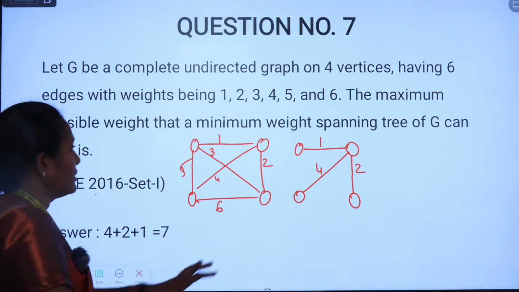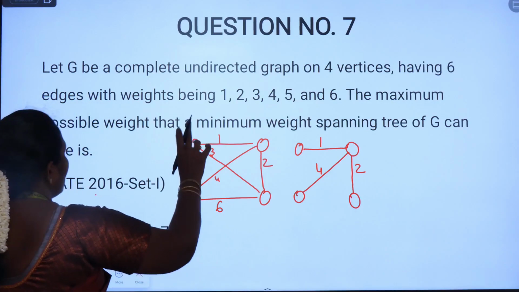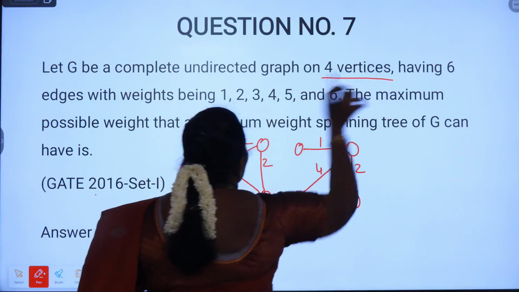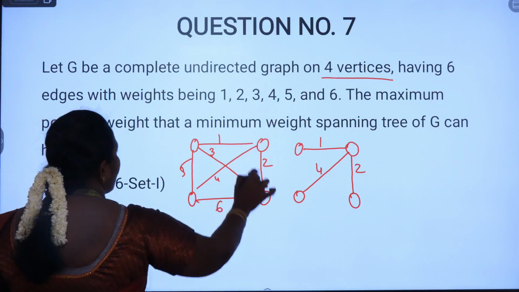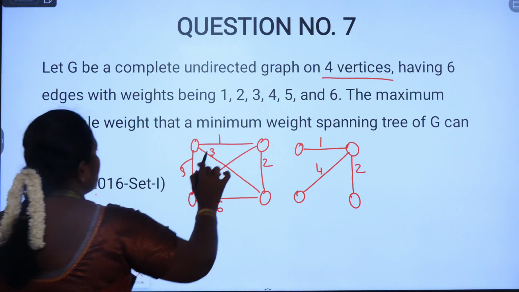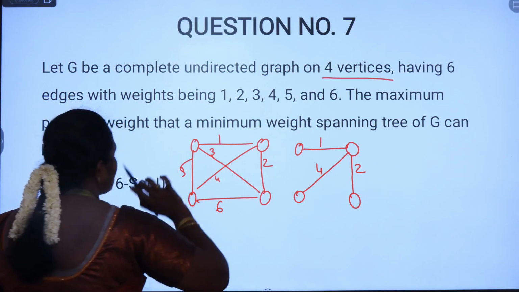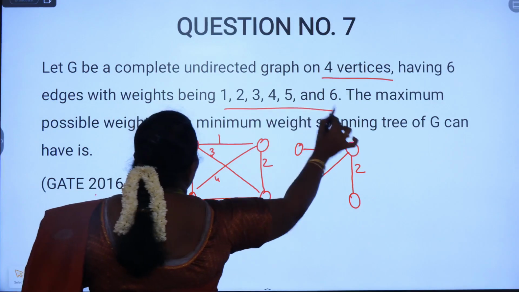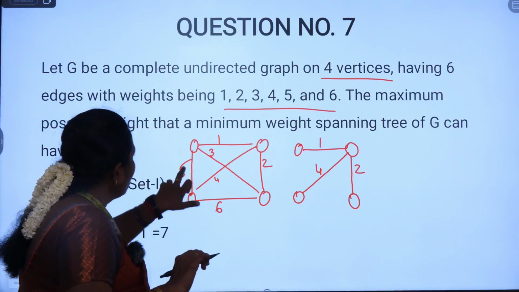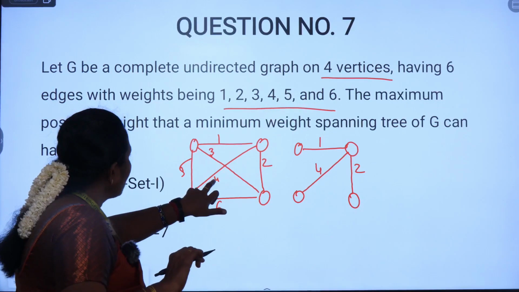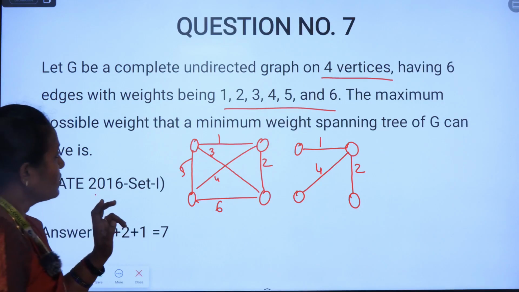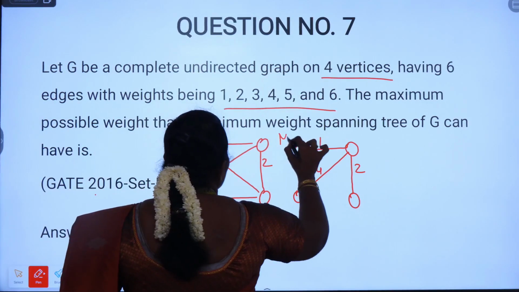and then we are going to find the maximum possible weight for that particular minimum spanning tree. So here they have given an undirected graph with 4 vertices, and it should have 6 edges, with values 1, 2, 3, 4, 5, 6. So for this edge I have taken weight 4, this one is 5, this one is 6. So I am going to find the minimum spanning tree for this one.